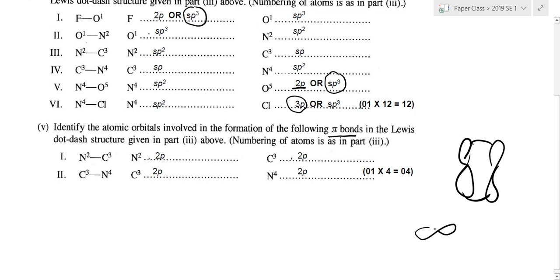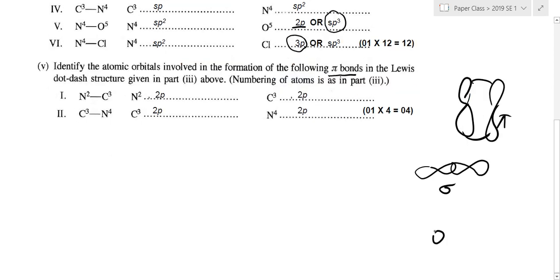P orbitals can also form linear overlap, and then sigma bonds form. But S orbitals always form sigma bonds because they are spherical in shape, therefore it is always sigma. S with P is linear, this is P with P lateral.